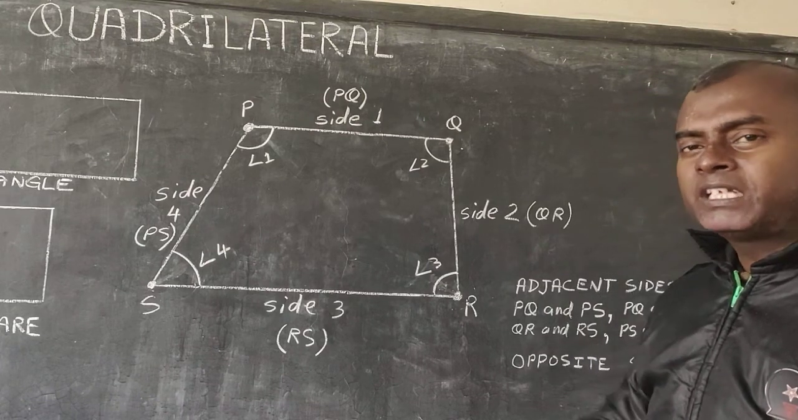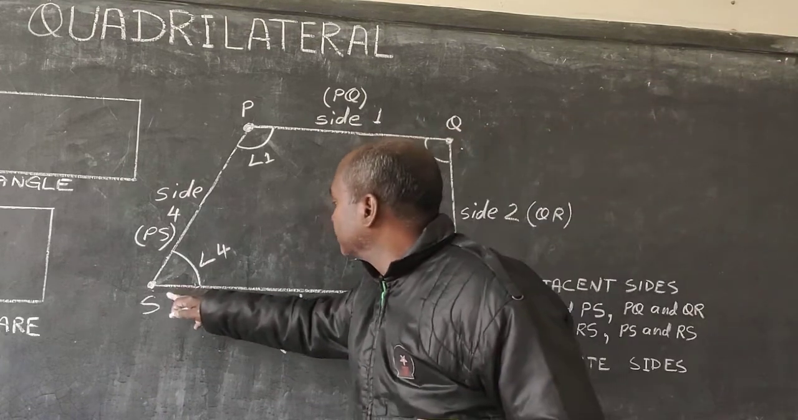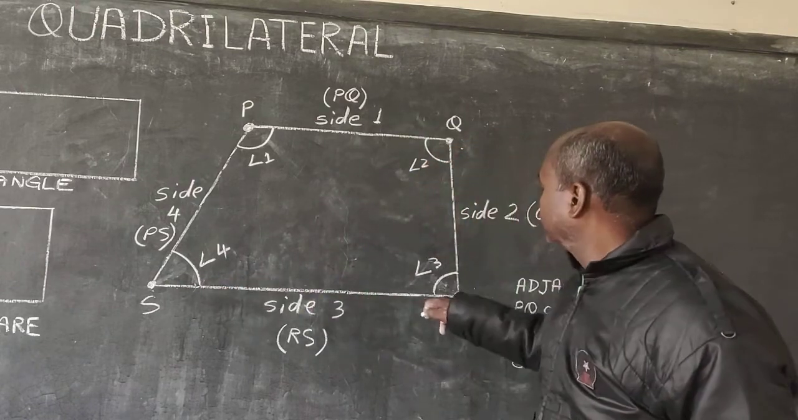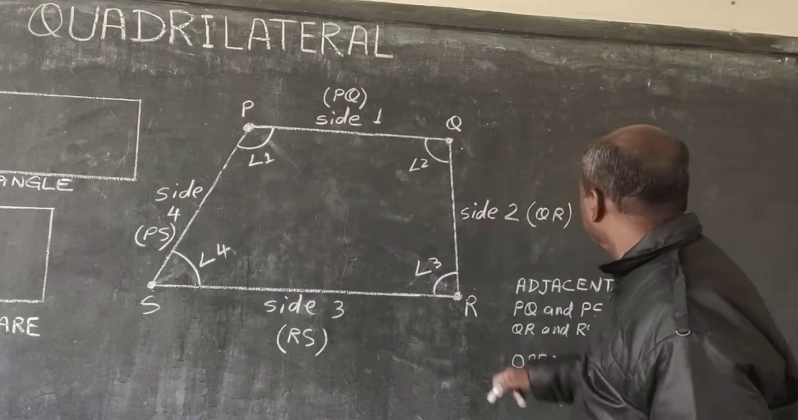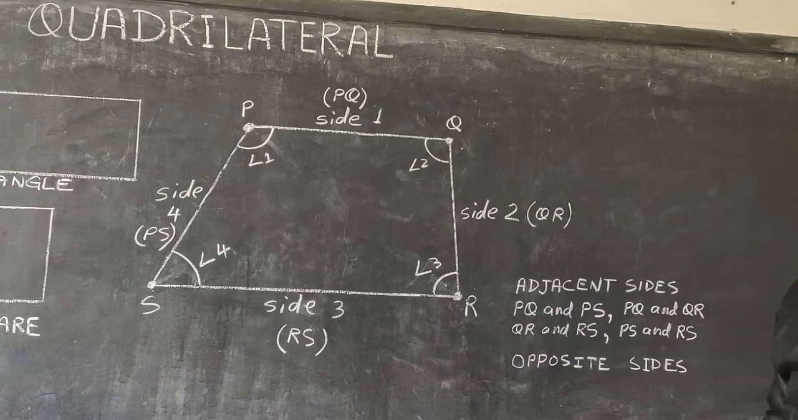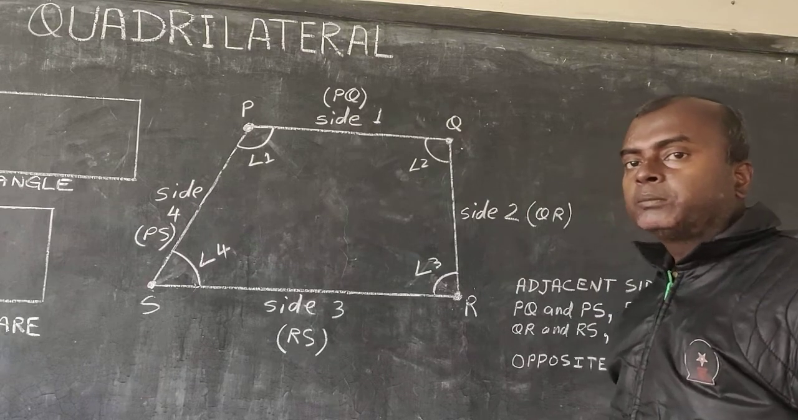Adjacent means side by side. These and this have one common vertex. So this side, that is RS, and this side QR, QR and RS, they are adjacent. Similarly, you have the other three pairs of adjacent sides. So this was about adjacent.